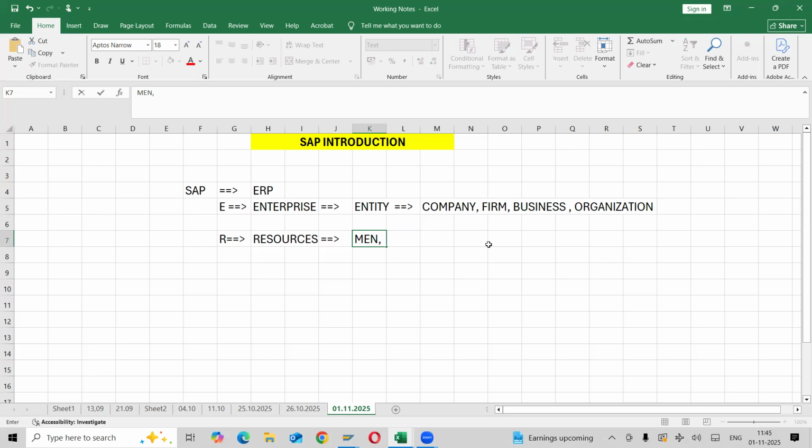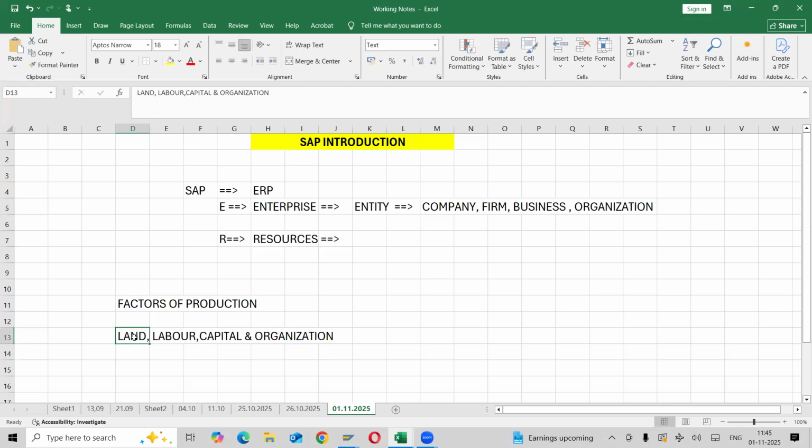In economic terminology, we call these the factors of production. To produce one product, we need different factors: land, labor, capital, and organization. To produce anything, we require land, labor, capital, and an organization. Who controls these three? That is known as management. Organization is nothing but management. These are mandatory to produce any product or service. Without them, it is not possible.